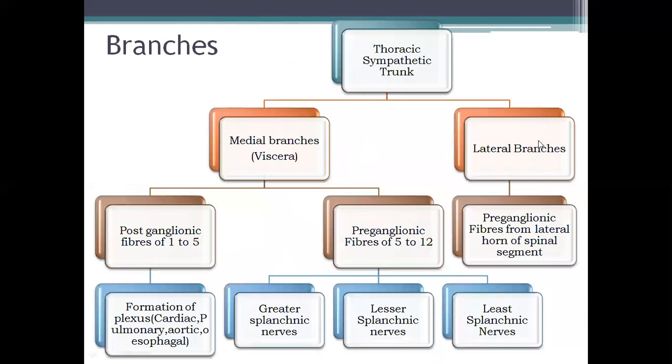What do the lateral branches do now? These lateral branches provide somatic innervation. So these supply the limbs, body wall, and muscles. What does it supply? The supply is pilomotor, sudomotor, and vasomotor to the skin of these regions. The preganglionic fibers arise from the lateral horn of the spinal segment, and they enter the sympathetic ganglion via white rami and leave as gray rami, as we saw earlier.